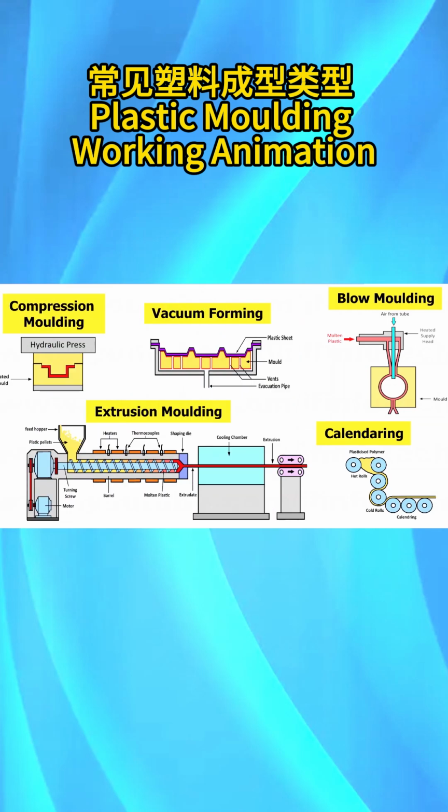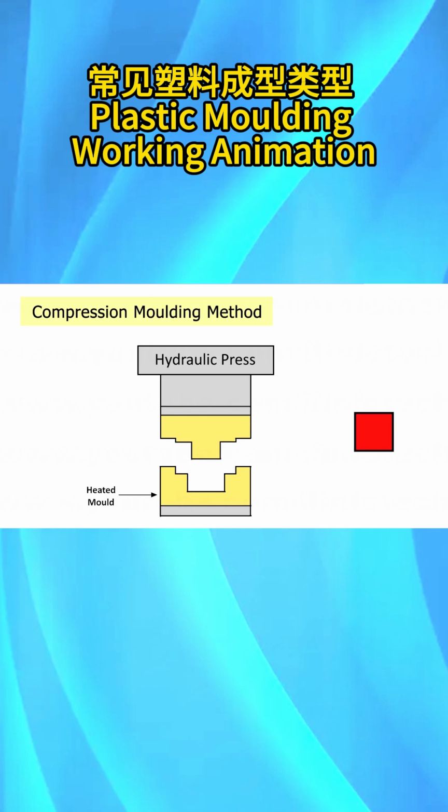In today's session, we'll learn about various plastic molding methods like compression molding, blow molding, extrusion, vacuum forming, and calendering method. In compression molding method, the mold is charged with measured amount of powder which is to be compressed.